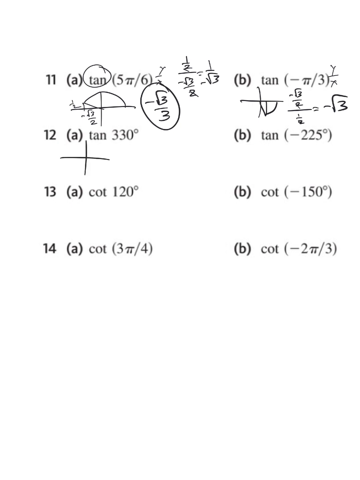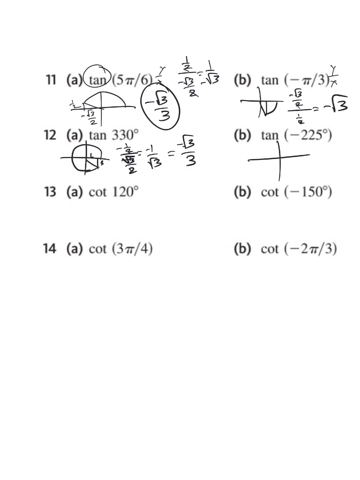330 degrees. So all the way around, 330, and there's 30 degrees left. So x is the long leg, y is the short leg. Y over x is negative 1/2 over positive square root of 3 over 2. So again, this is negative 1 over the square root of 3, which rationalizes to negative square root of 3 over 3.